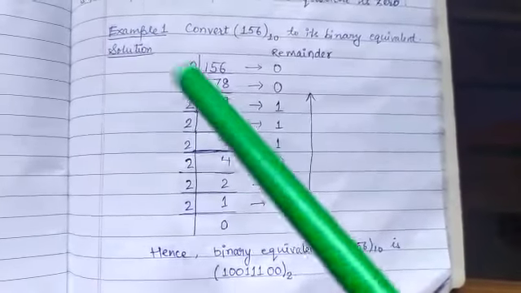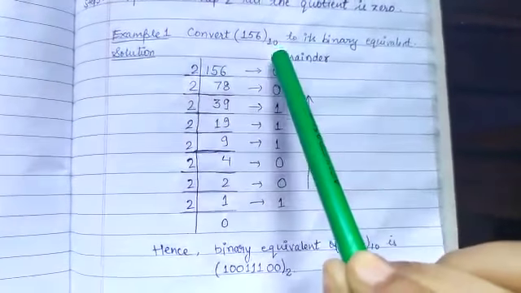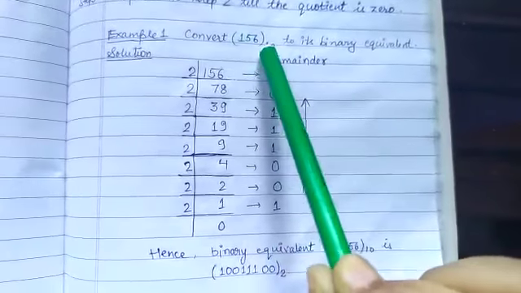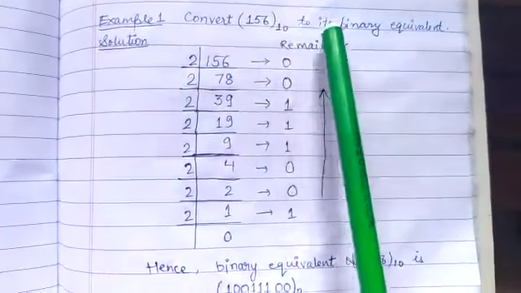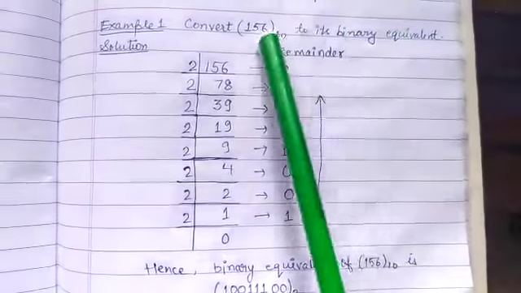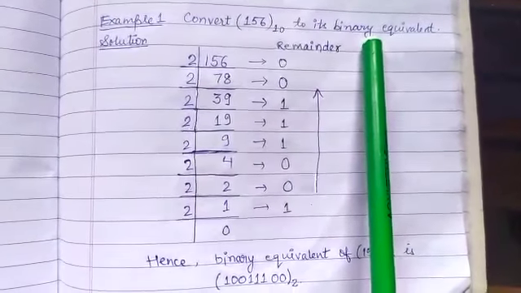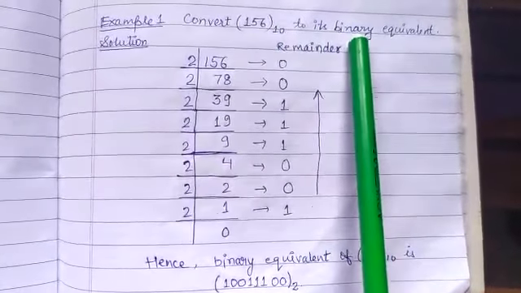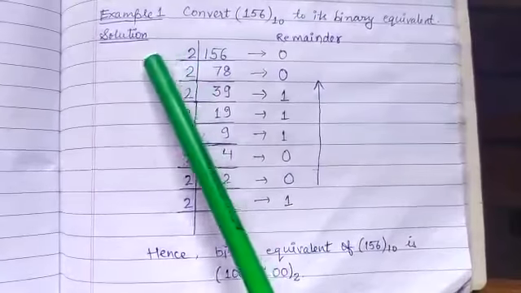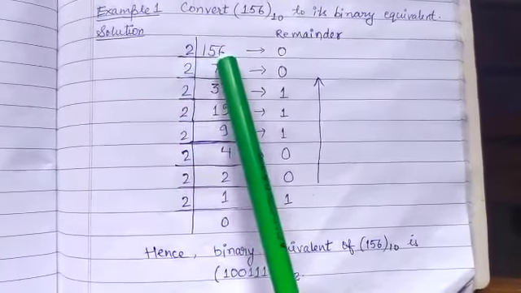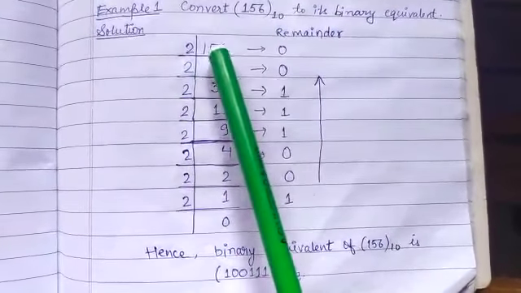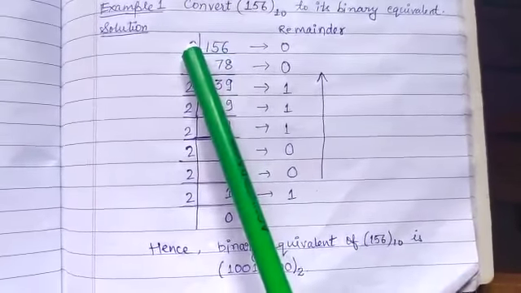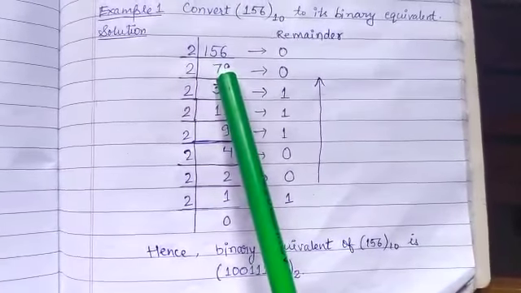The example is convert 156 to the base 10. When you write 10 on the right side, it means this 156 number is a decimal number to its binary equivalent. So now this conversion has to be done. And if you remember the steps, first we have to divide 156 with 2. Binary means 2. So let's see the solution. Here you have written 156, and for dividing it you will write 2 on the left side. When you divide 156 with 2, you will get 78 as the quotient.